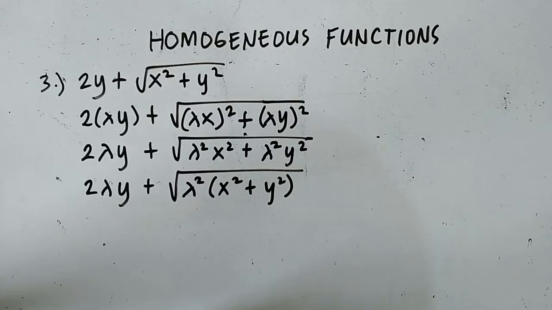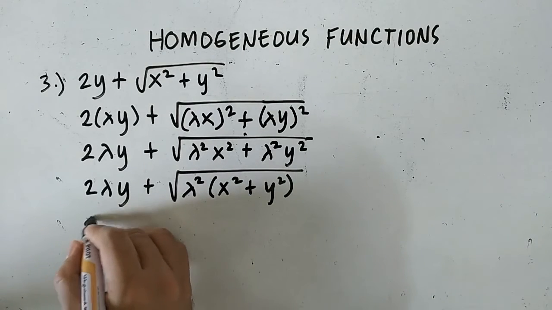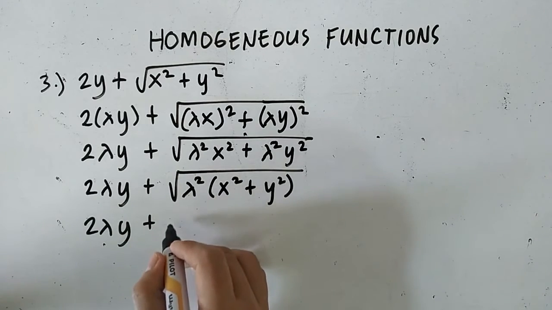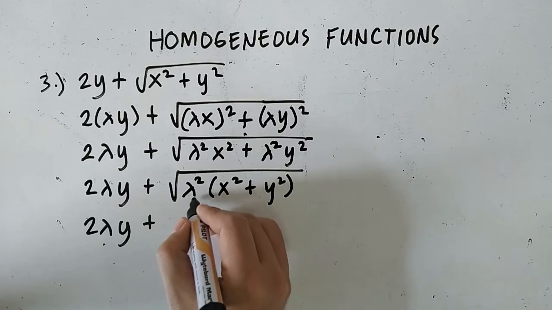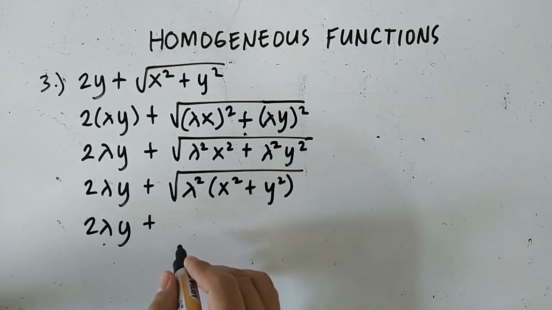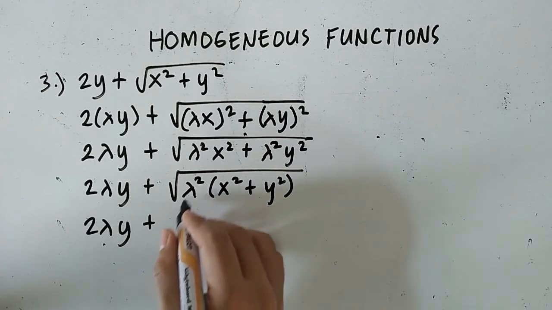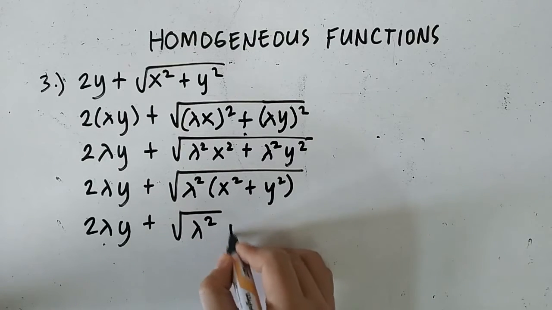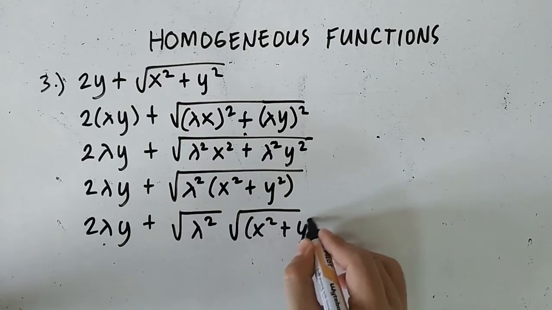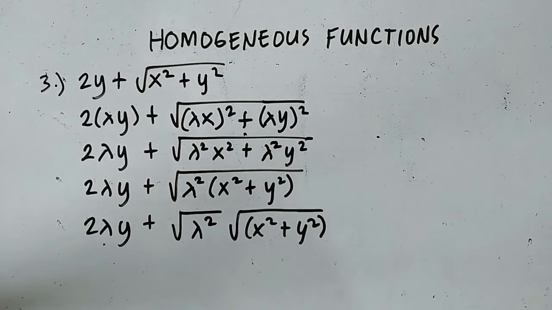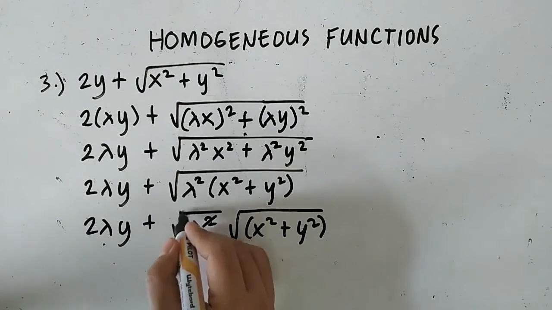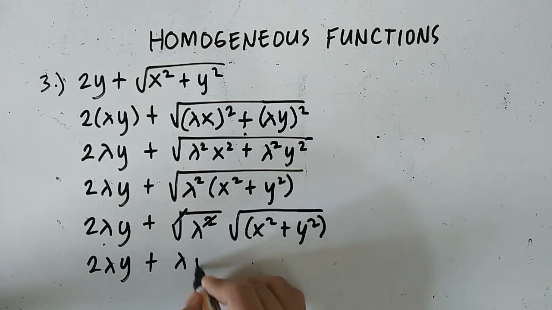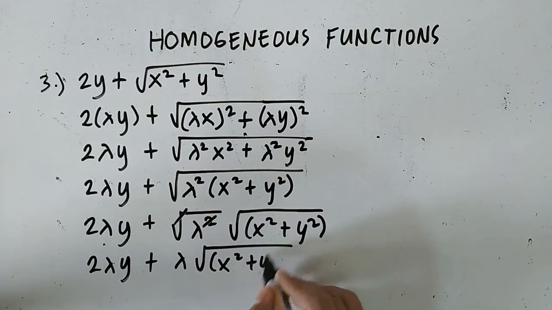If you remember, one of the properties of radicals is that we can separate radicals that are multiplied inside into two factors. So we have the square root of lambda squared times the square root of x squared plus y squared. Okay, so we can separate them into two factors. We can cancel the radical and the square, so we have 2 lambda y plus lambda square root of x squared plus y squared.